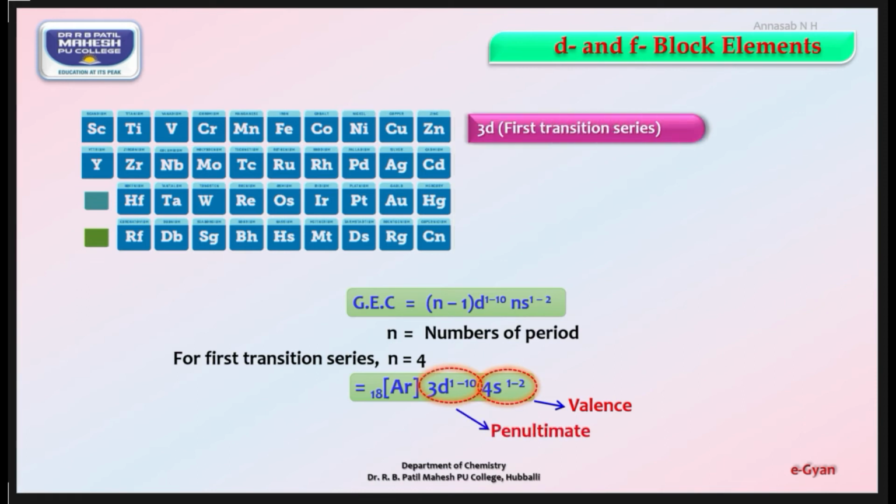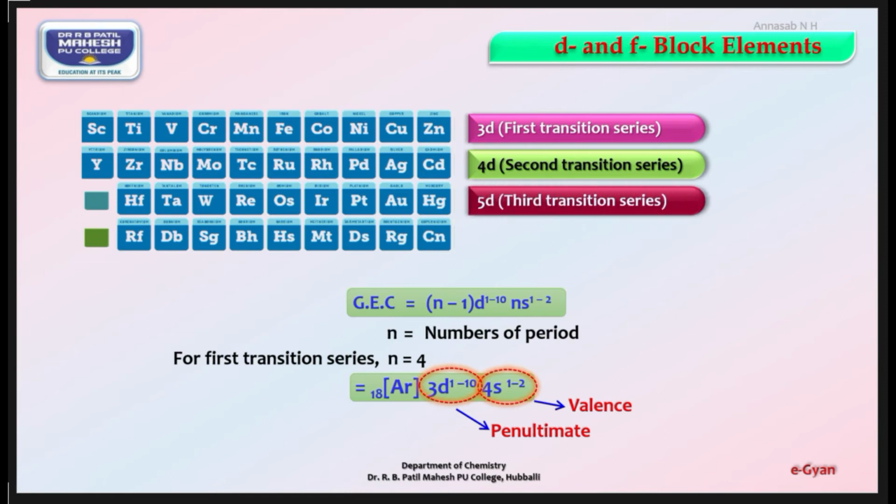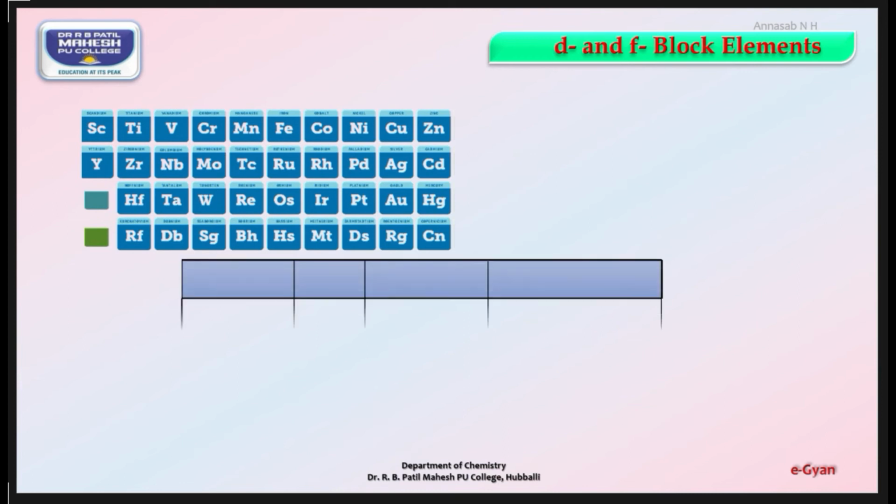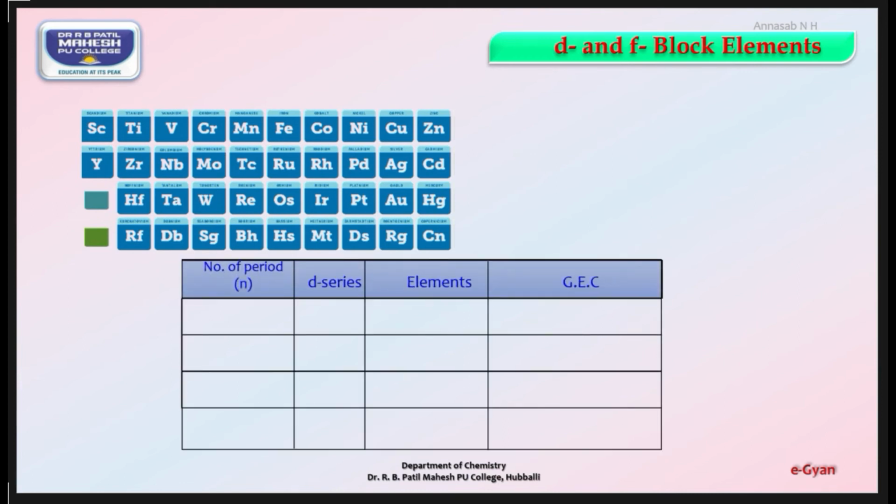The 3d series is the first series of d block elements. The 4d series is the second series of transition elements. 5d is the third transition series, and 6d is the fourth transition series. Moving further, the number of periods n, the d series, the number of elements, and the general electronic configuration for that particular series.